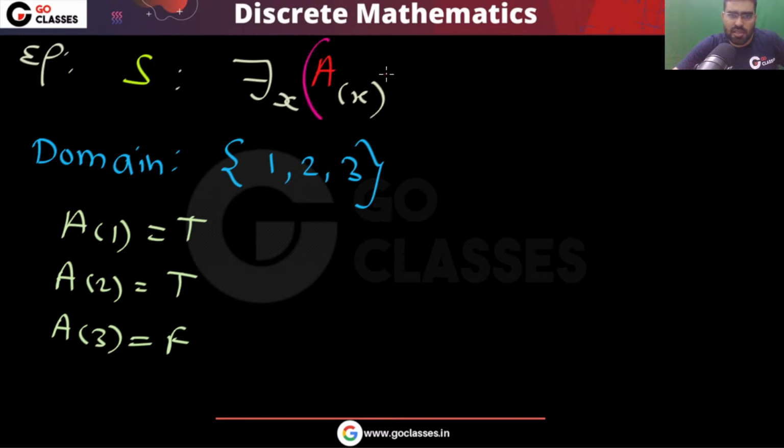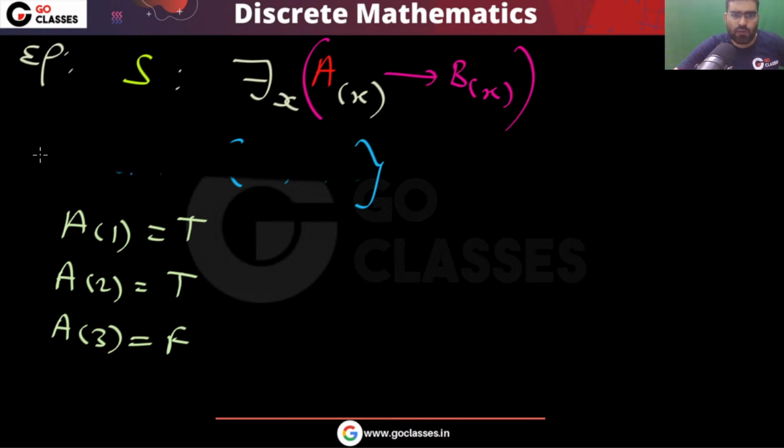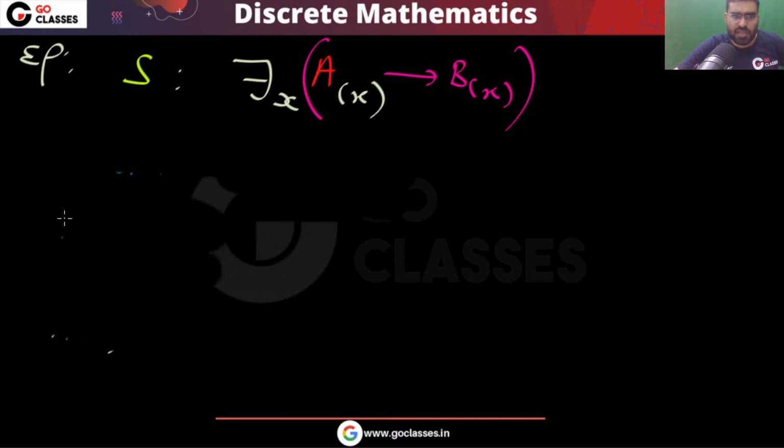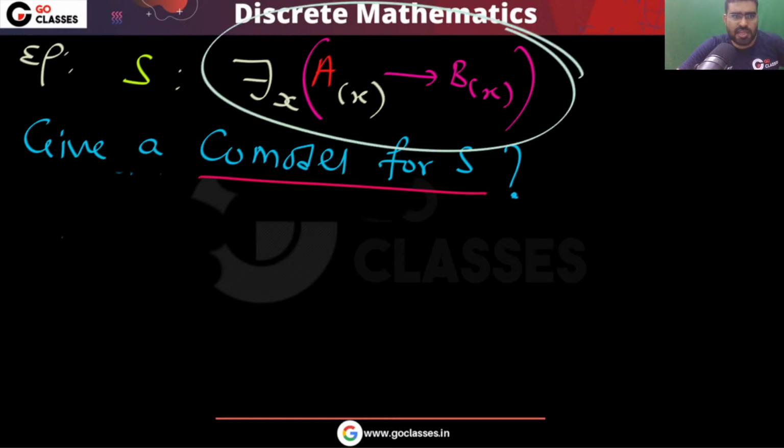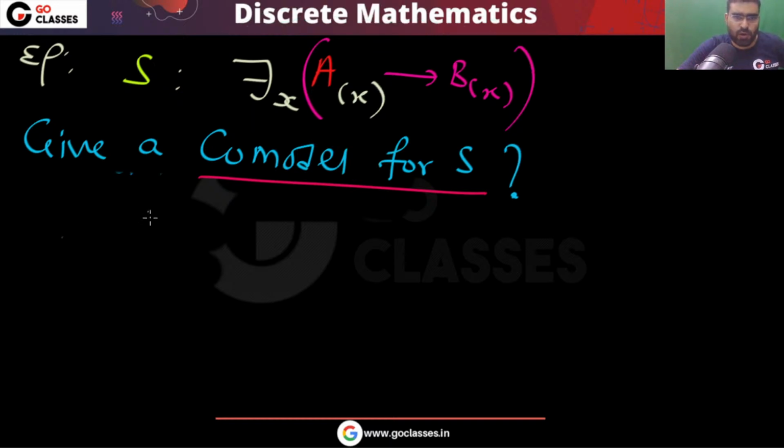Now let me give you this: Ax implies Bx. Can you give me some co-model for s? Suggest some co-model for s. Tell me, for this expression s, can you give a co-model? Co-model means this s must be false. So for every element, this must be false, right?